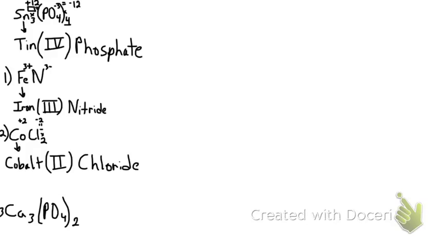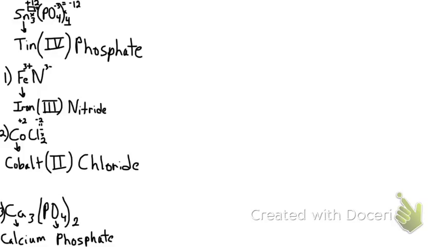Last one, call it number 3. We got Ca3PO4 2. As we look at the periodic table, we find that Ca is in group 2, it's element number 20, it's calcium. Calcium is not a transition metal, so there is no need for parentheses. So then we just name our polyatomic ion. Good old phosphate. Calcium phosphate is the final answer.